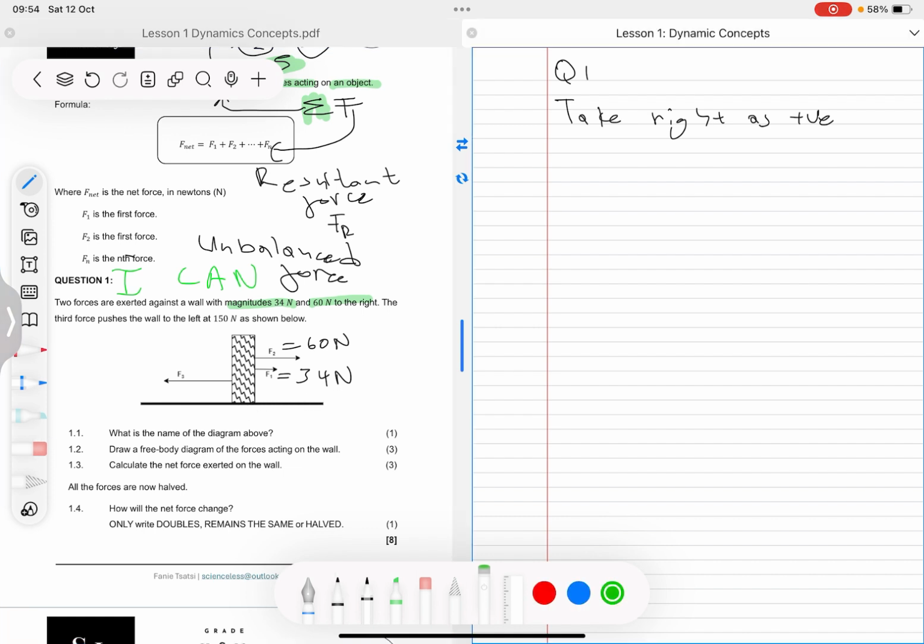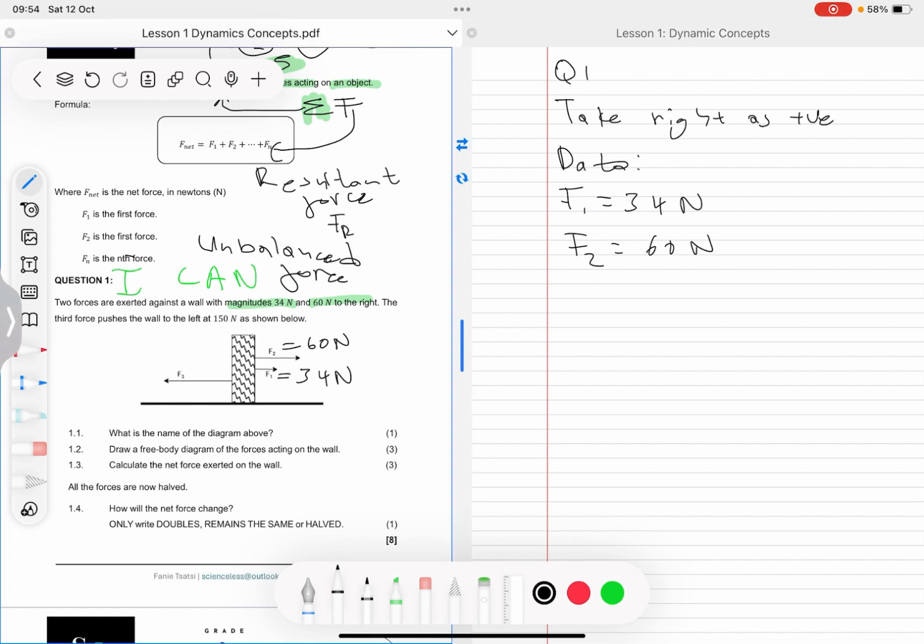And then now, because I've chosen direction, I can really quickly write down my data to say I have F1. We have identified that to be 34 Newton. It's positive because it's going to the right. We also have 60 Newton, which is positive also because it's going to the right.